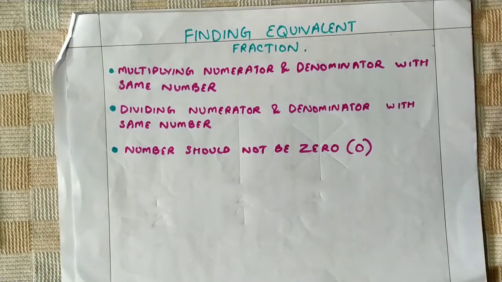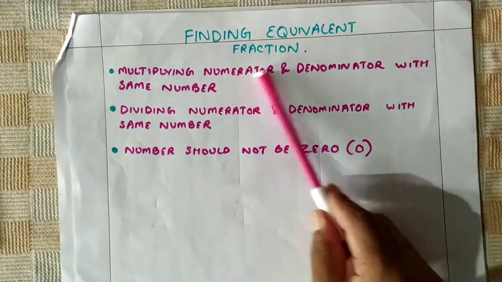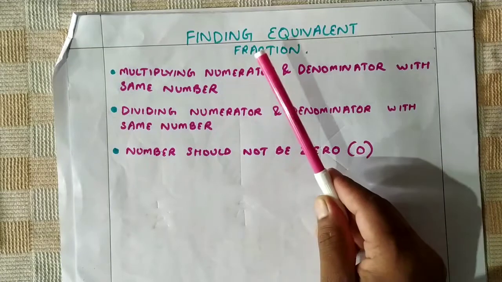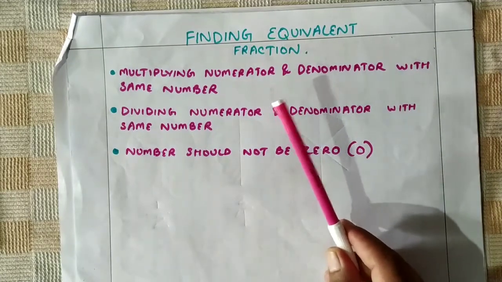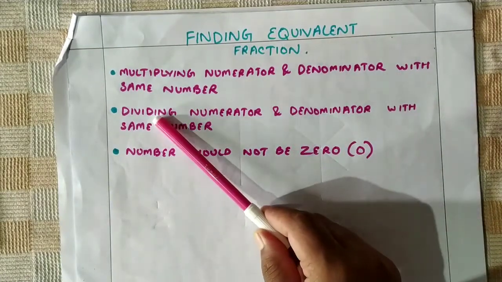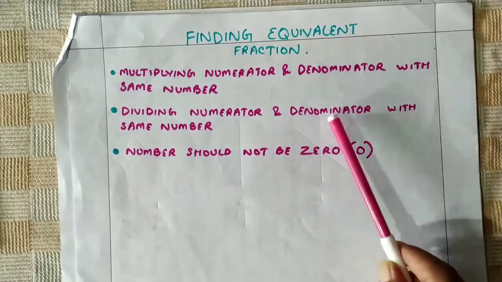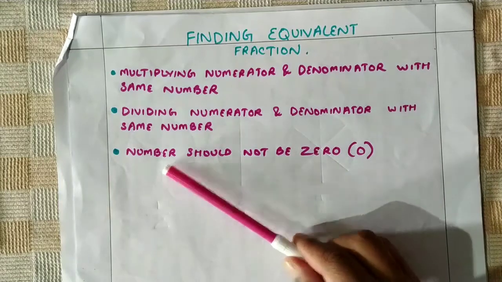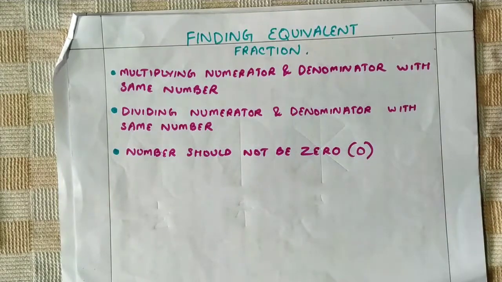So how can we find the equivalent fraction of a fraction? In order to find an equivalent fraction, we can multiply the numerator and the denominator by the same number. We can also divide the numerator and the denominator by the same number, but we have to make sure that number is not 0.